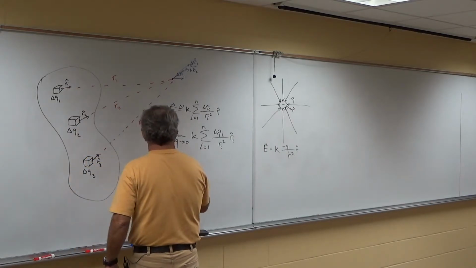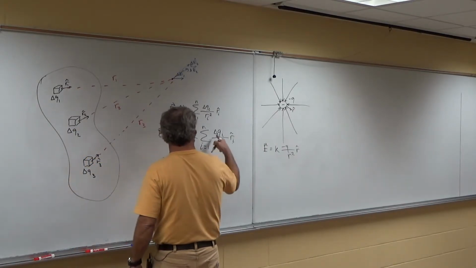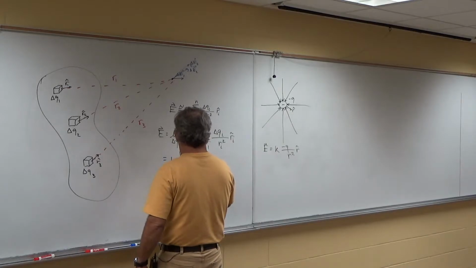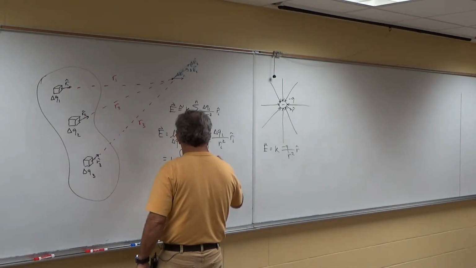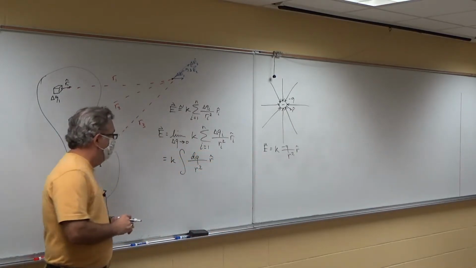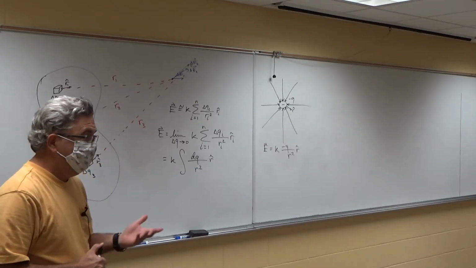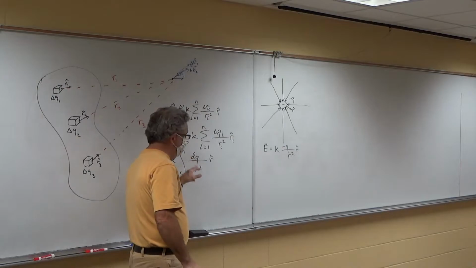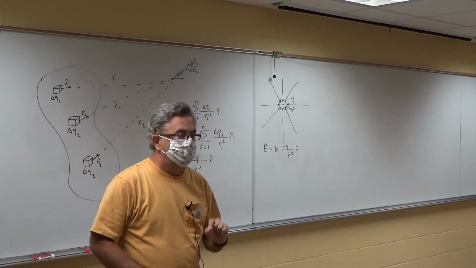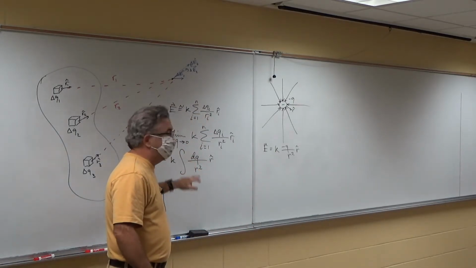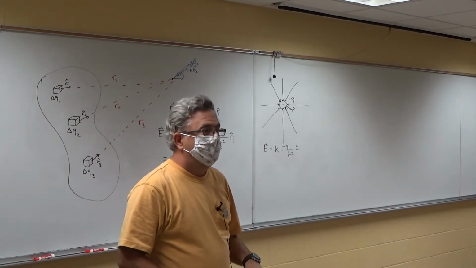So this is equal to K times the integral. This becomes dq. That's a d. dq over r squared, r hat, and my writing is bad. That's what we're going to learn how to calculate. dq for us means some little bit of charge, some little tiny infinitesimal bit of charge. For the mathematicians, it means something else. We don't want to worry about that.